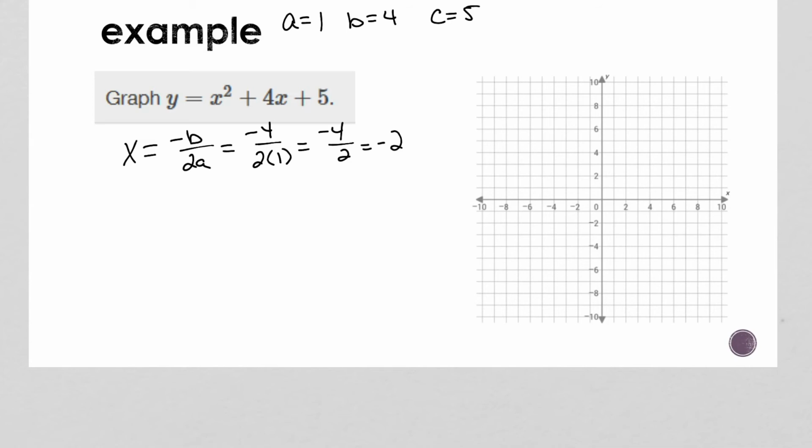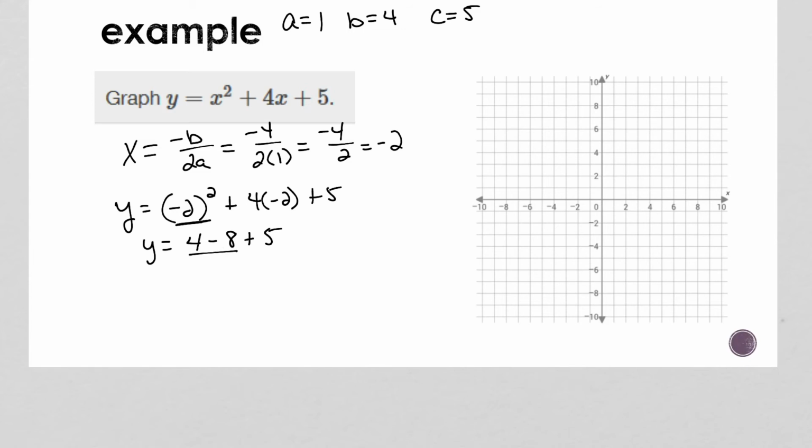Now, let's substitute -2 into our equation and see what we get out for y. Got to put parentheses around that. So this is 4, positive 4. So you get that y is equal to 4 minus 8. Why did that change to a minus? Because I have a positive times a negative. So that's why that changed to a -8 there.